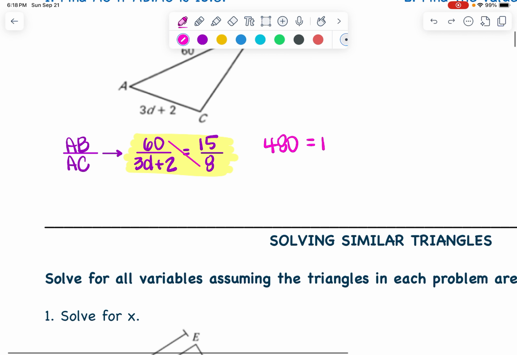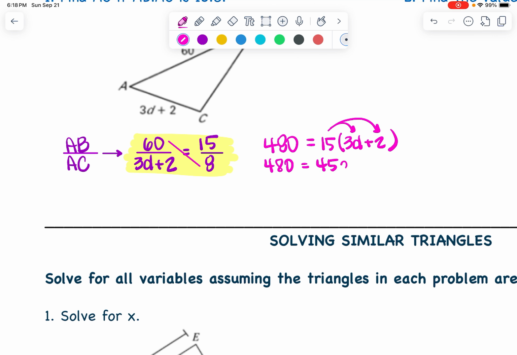So you can either go ahead and distribute, or you just need to be aware that when you multiply the 3D plus 2 times 15, both terms have to get multiplied by the 15. So if you want to go ahead and distribute as you're cross multiplying so you don't have to write the step twice, that's totally fine. But I am going to have to distribute that. I'm going to get 45D plus 30. And now I just have a lovely two-step algebra equation to solve.